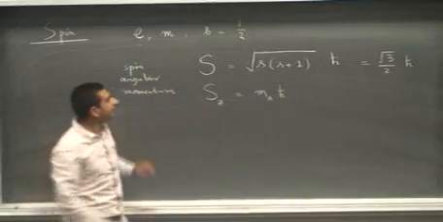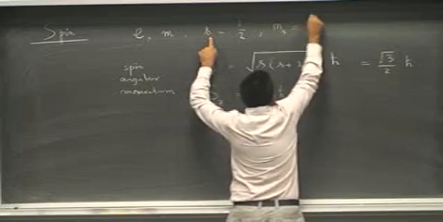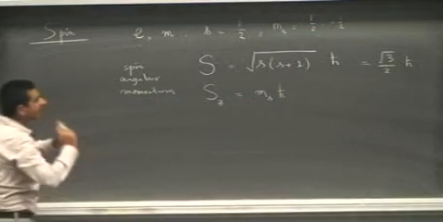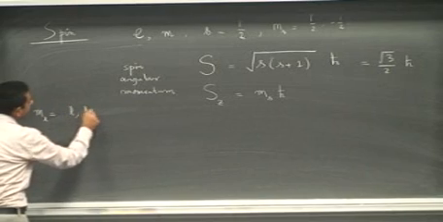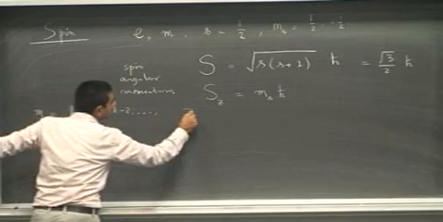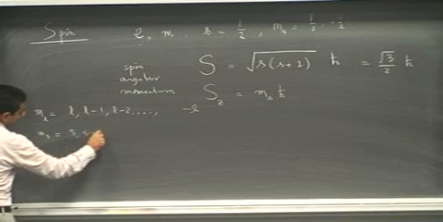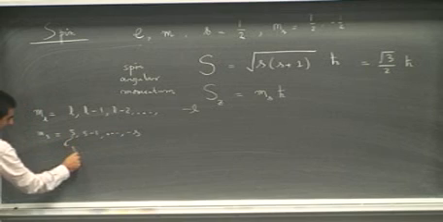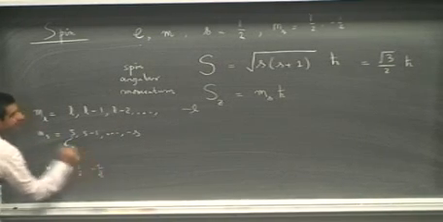And what value can ms take? Ms takes the values plus half and minus half. By analogy, ml takes the values l, l minus 1, l minus 2, all the way up to minus l. Ms takes the values s, s minus 1, all the way up to minus s. But since s is half, ms can only take up two values, plus half and minus half.